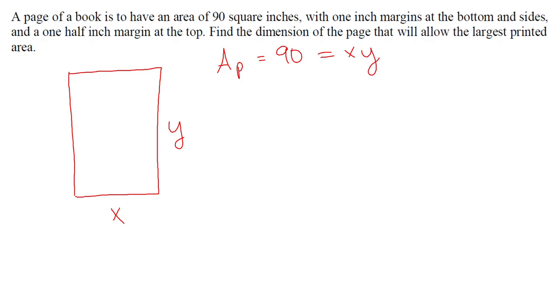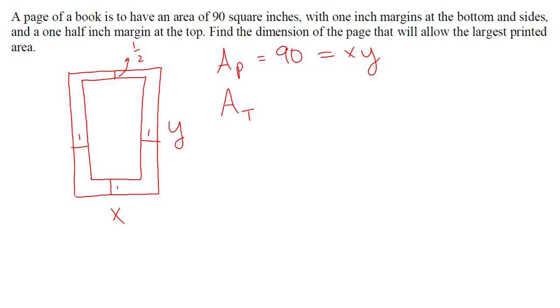But what it then says is it's got 1-inch margins at the bottom and the sides, and a 1/2 inch margin at the top. So the printed text actually looks more like this, where this is 1 inch, this is 1 inch, this is 1 inch, and this little bit here is 1/2 of an inch. And we'll call the area of the text maybe A sub t.